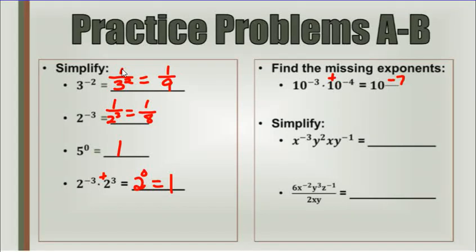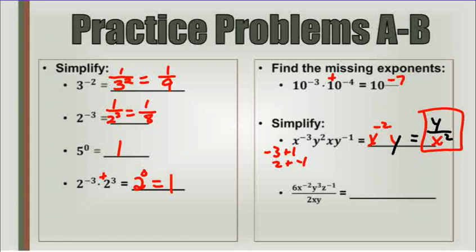And then simplify with these variables. I have x to the negative third plus 1. That gives me x to the negative second. And then I have y squared plus a negative 1. That just gives me y. I need to make this so I don't have negative exponents. So I have y on top, and I have x squared on the bottom. So that would be my answer.